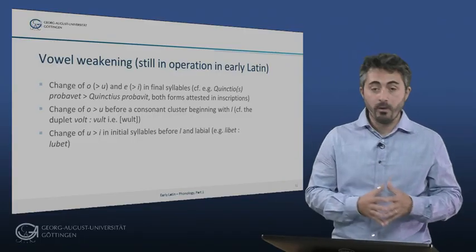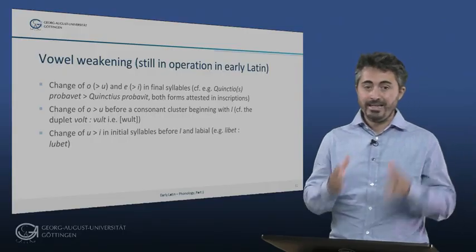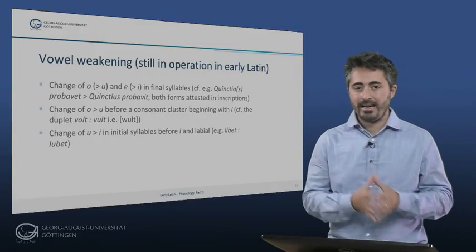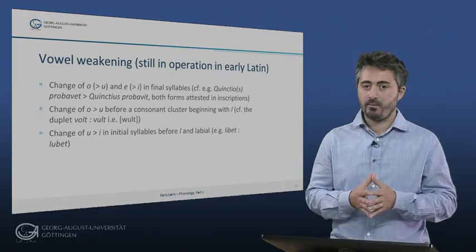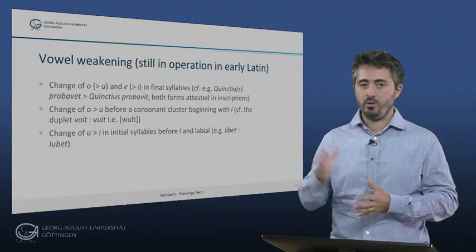A third phenomenon will be the change of U into I in initial syllable before L and labial, and in early Latin we find doublets, libet and lubet.